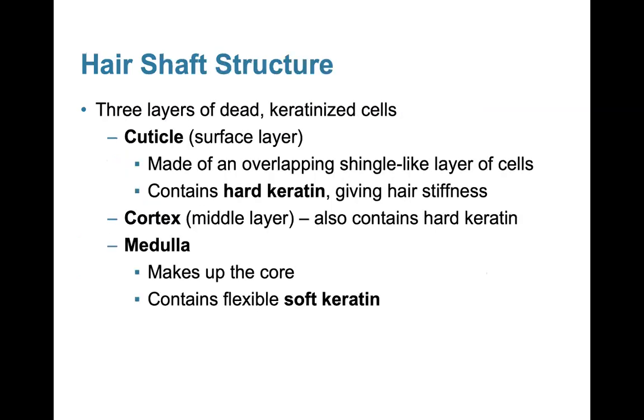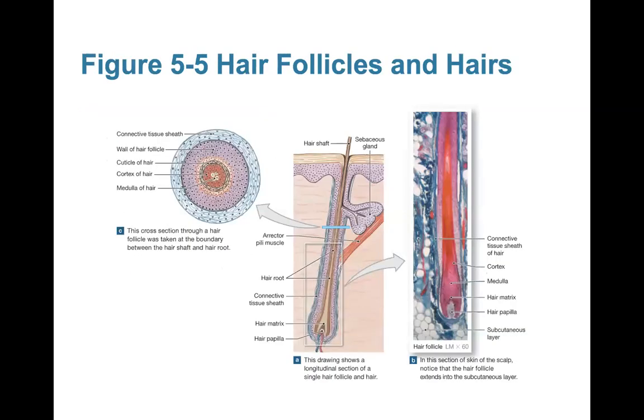The hair shaft will actually have 3 layers of dead keratinized cells: the cuticle, which is the surface layer; the cortex, which is the middle layer, also contains hard keratin; and the medulla, which makes up the core. This contains soft, flexible keratin. And here you can see those various 3 layers of the hair. Here you can see the hair follicle, and this would be the hair root right here.